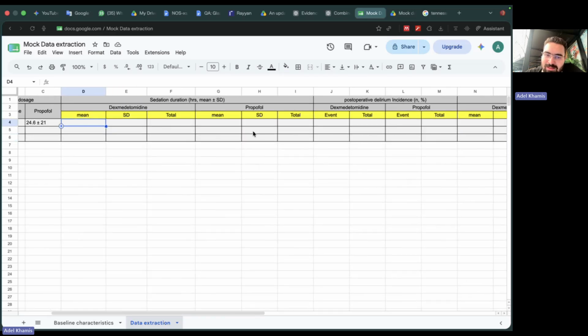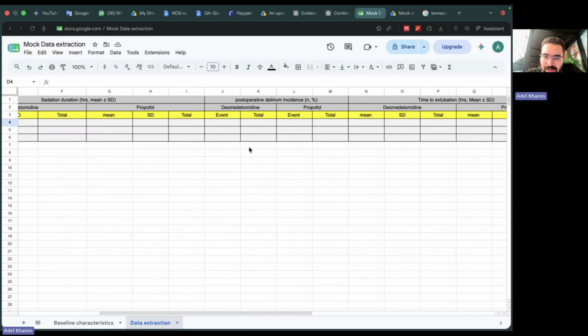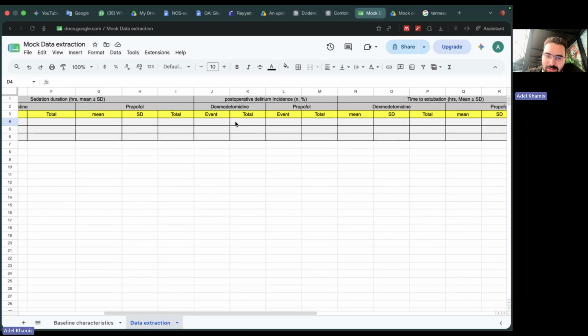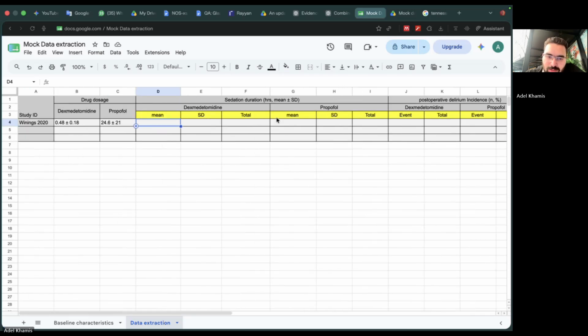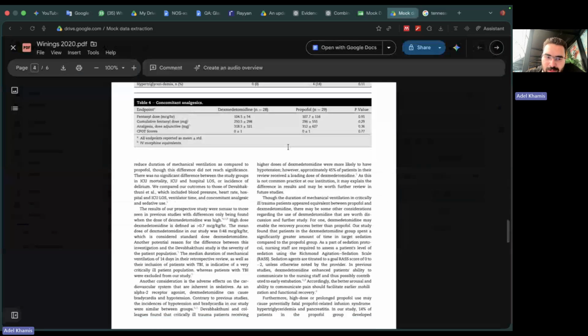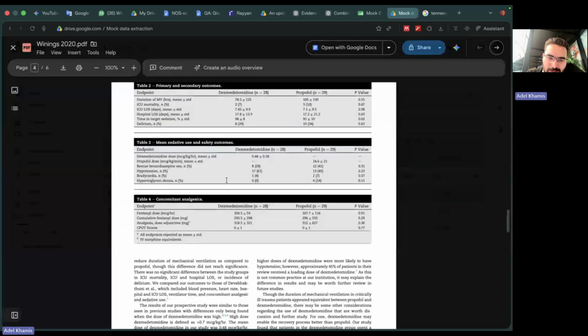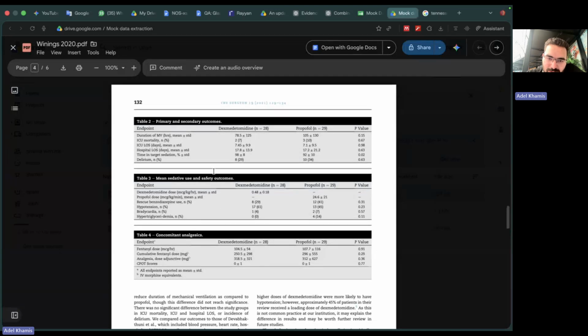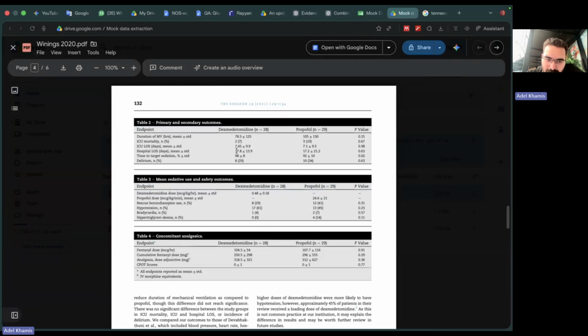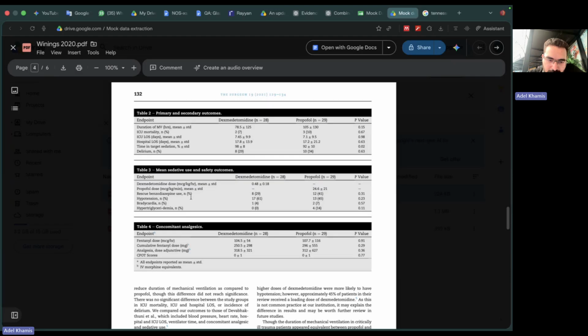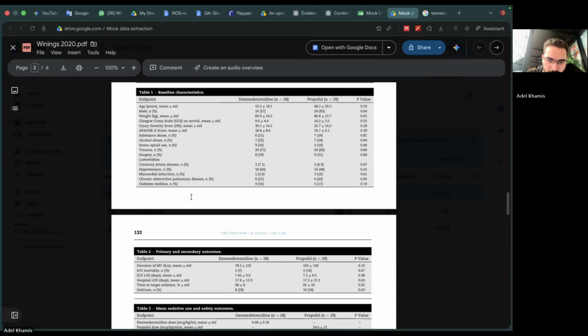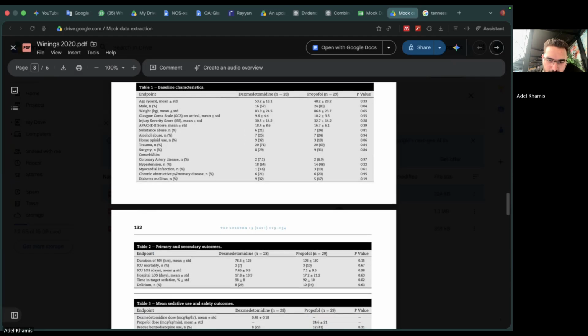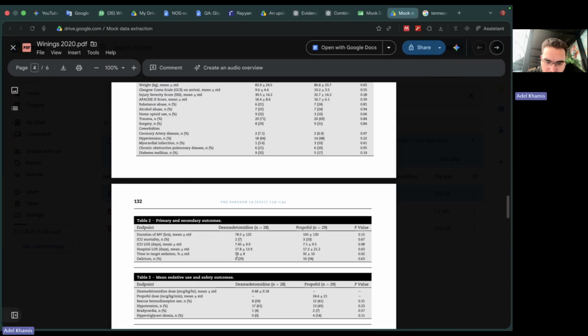And of course, if it is a continuous outcome, use mean, standard deviation and total. If it is a dichotomous outcome, yes or no, happened or not happened, it is presented as event and total. So let's put it here as it is, because really I don't know why they put it in percentage, not in hours or something. Yeah, here, time in target sedation.